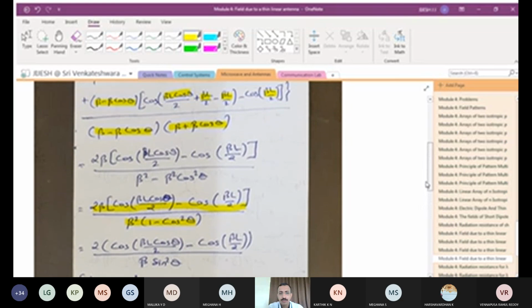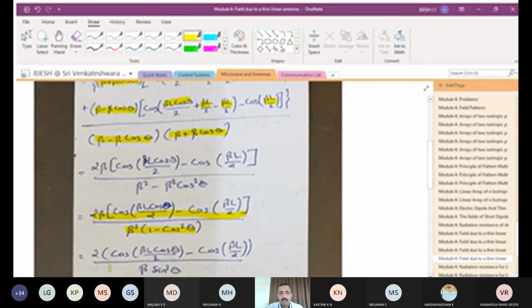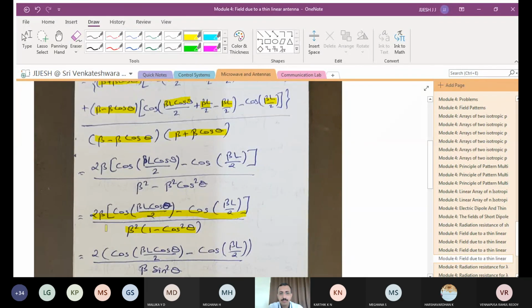So when you do the integration, finally you end up with the complete final answer: 2 into, beta gets cancelled, so you get cos of (beta L cos theta by 2) minus cos of (beta L by 2), divided by beta sine square theta. So beta gets cancelled, and 1 minus cos square theta is sine square theta. So finally you get this answer for the integration.